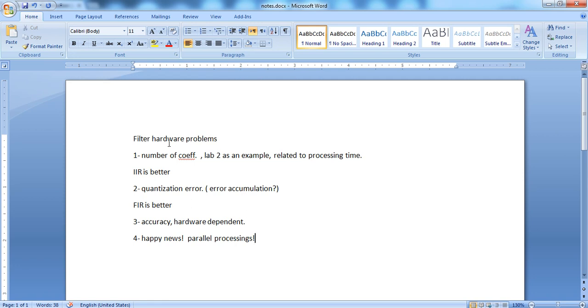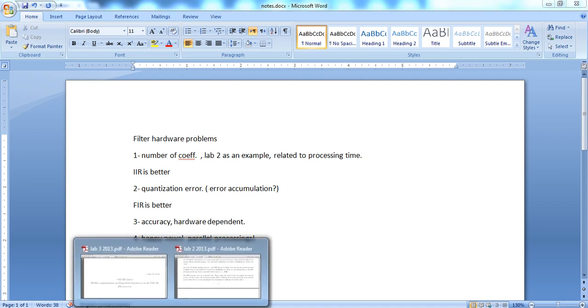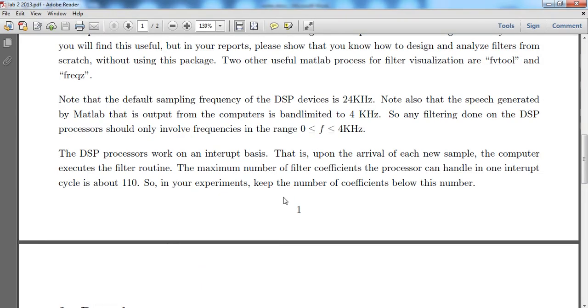The first point in the hardware problems is the number of coefficients. For example, in lab 2, if you remember, we said that we must have at maximum around 100 coefficients. If we open lab 2, we said that the maximum number of coefficients the processor can handle in one interrupt cycle is about 110. So why is that?